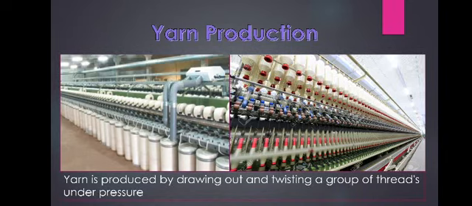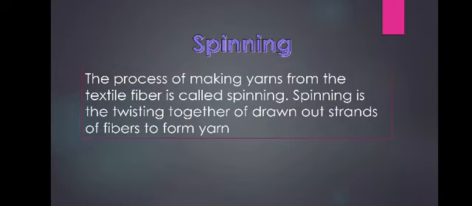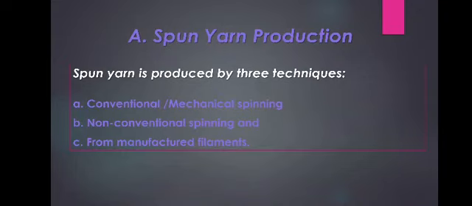This is the spinning process, and this is the spinning mill. From the fibers, the yarn is produced by slightly pulling out under pressure and giving a twist to form a small continuous thread. That is the spinning process. Then the first one is spun yarn production. Spun yarn is produced by three techniques: conventional or mechanical spinning, non-conventional spinning, and from manufactured filament fibers, or man-made fibers.